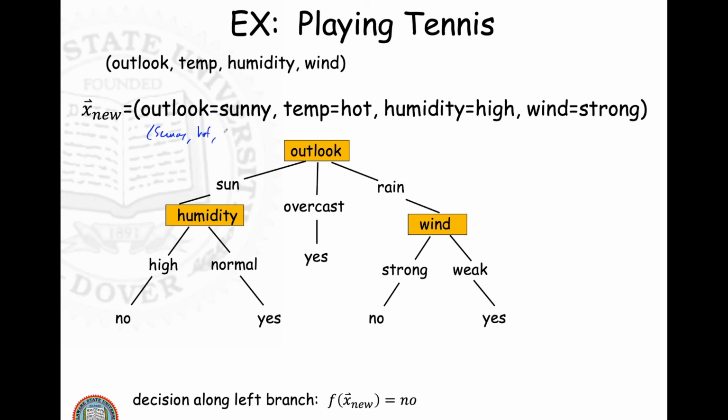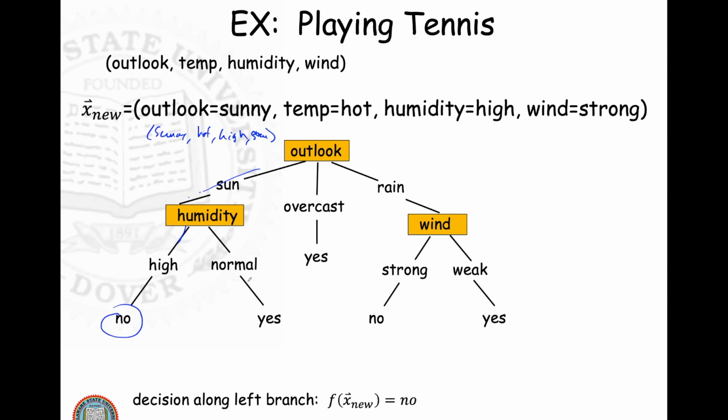hot, high, and strong, and we now input it through the first test node. And so this test node says, okay, what is the outlook? And it can be sunny, overcast, or rain. Oh, it's sunny. So now we pursue that left-hand branch for sunny. So then we look at the humidity. Is it high or is it normal? It's high. Okay, so now we're going to pursue that left branch. And we reach this leaf node, and it says, no, we should not play tennis.